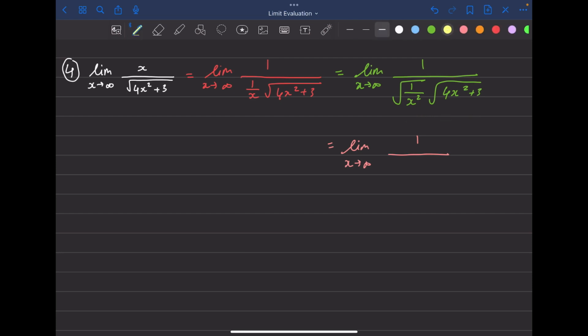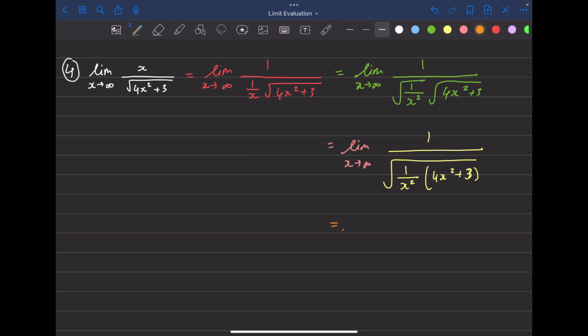I'm going to rewrite this entire thing actually. We would have a big square root, and then we would have 1 over x squared times 4x squared plus 3. Once again, all I did was multiply both square roots together, so I brought both of them on the inside of one bigger square root. That's it. So from here, now you actually multiply it and see what you get.